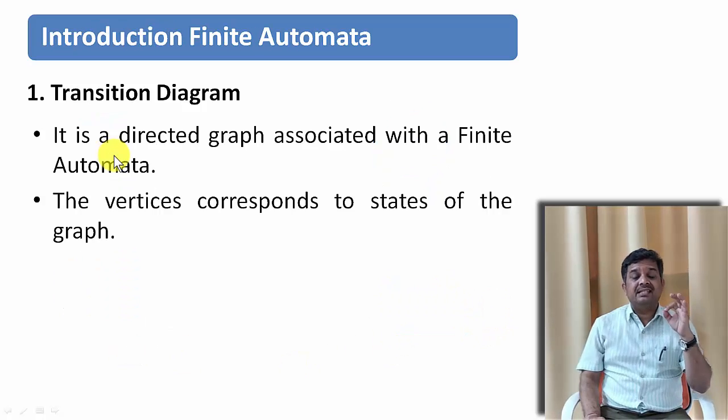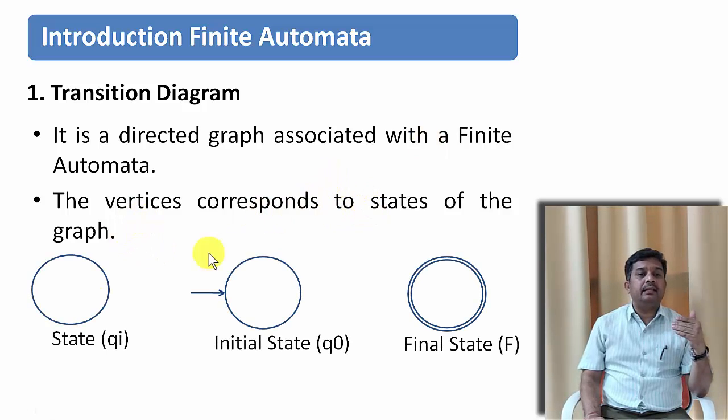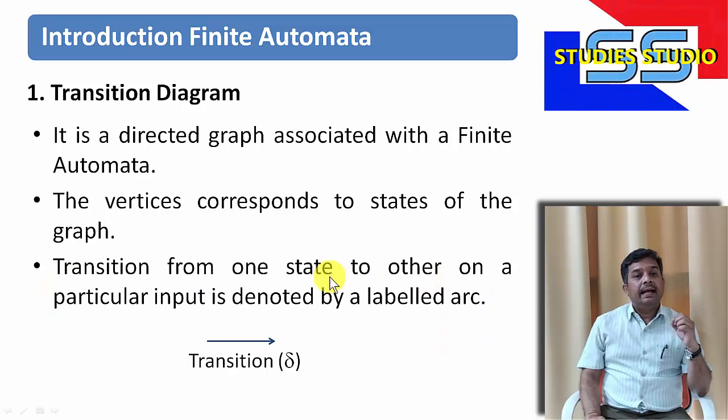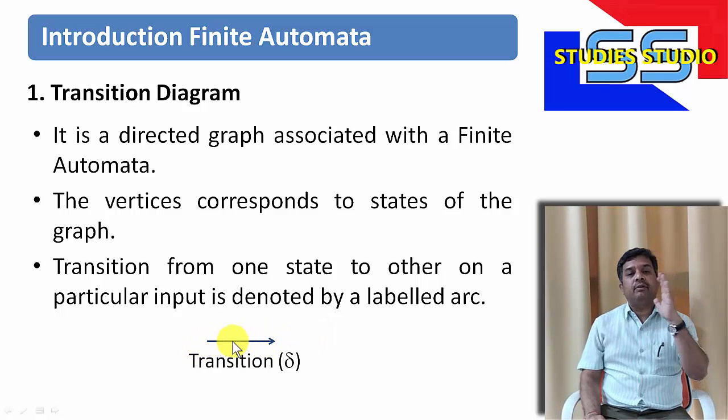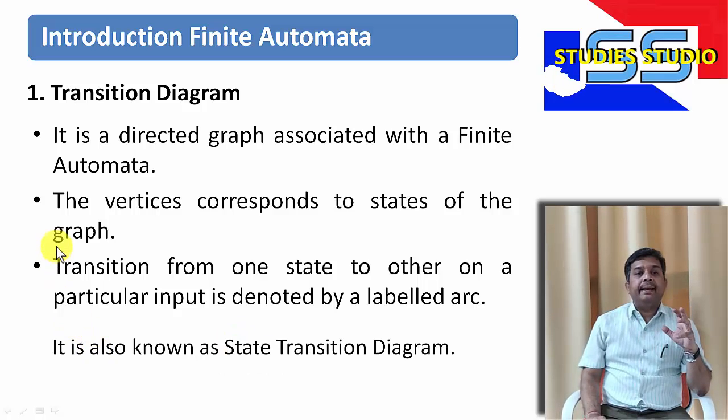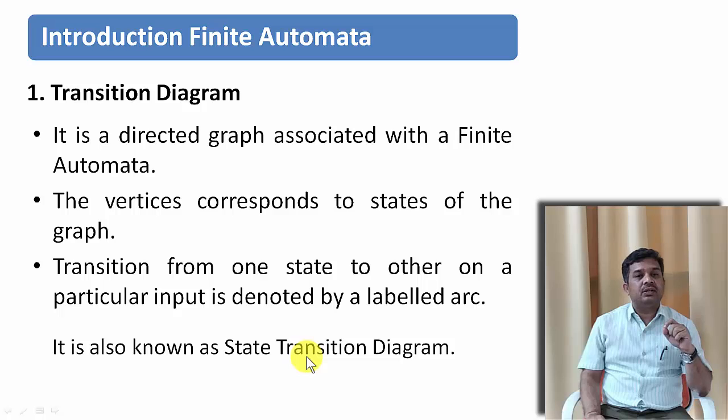When we use a transition diagram to represent a finite automata, it is nothing but a directed graph associated with the finite automata. All the vertices correspond to the states of the graph. The state can be either a general state or an intermediate state. It can be an initial state or it can be a final state. The transition from one state to another is represented in the form of a labeled arc. Generally we use an arrow to show a transition from one state to another. Combining all these things, we say it is a transition diagram.